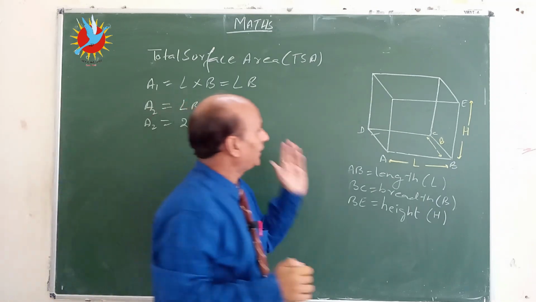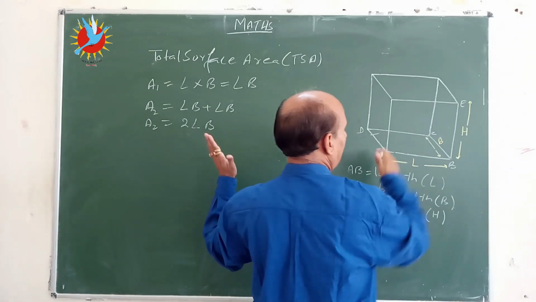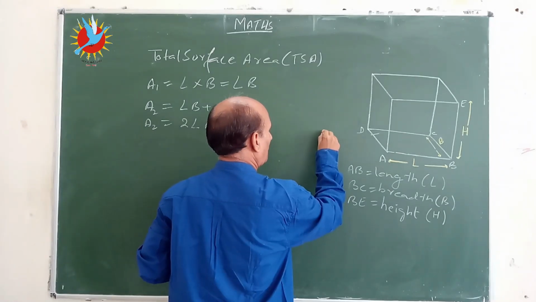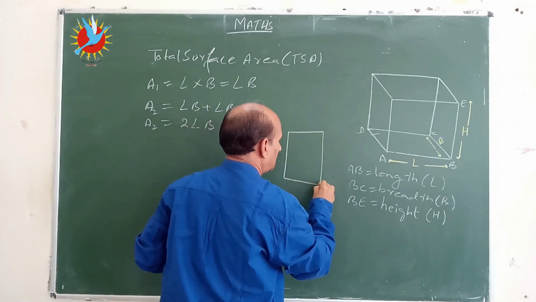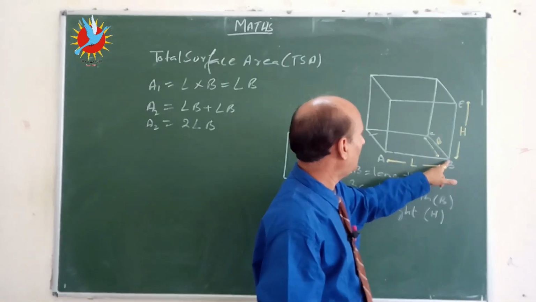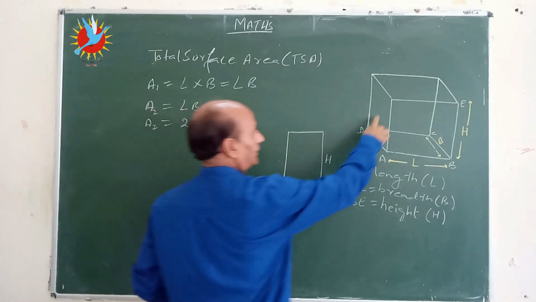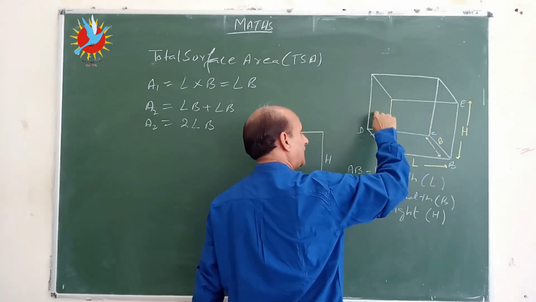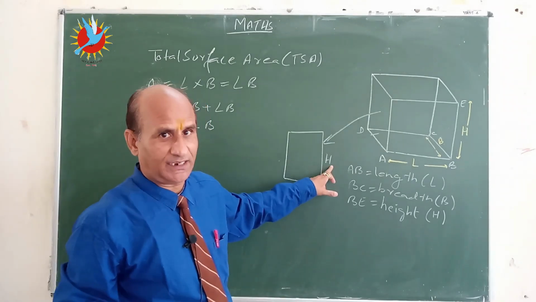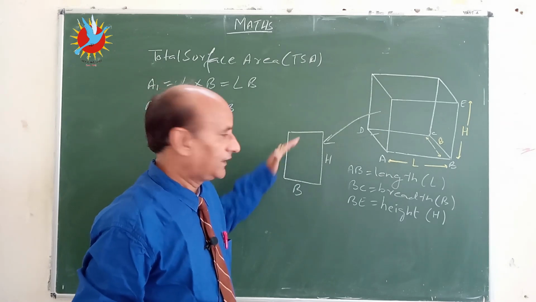Similarly, now let us see the other surfaces. First we will take the surface on the left hand side and the right hand side, this one. If we take this surface, then what dimensions will we get? Width and height. This is width and this is height. This surface is equal in area to this surface. So both have the same dimensions, width and height. Again it is in the form of a rectangle.